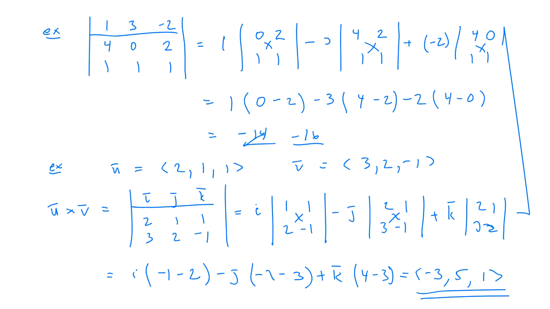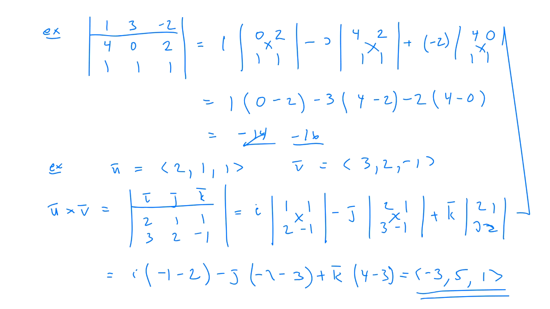That's the part we really care about in this section, but in later sections we'll also care that if I take the length of this one, square root of 9 plus 25 plus 1, that's the area of the parallelogram that these 2 vectors form.